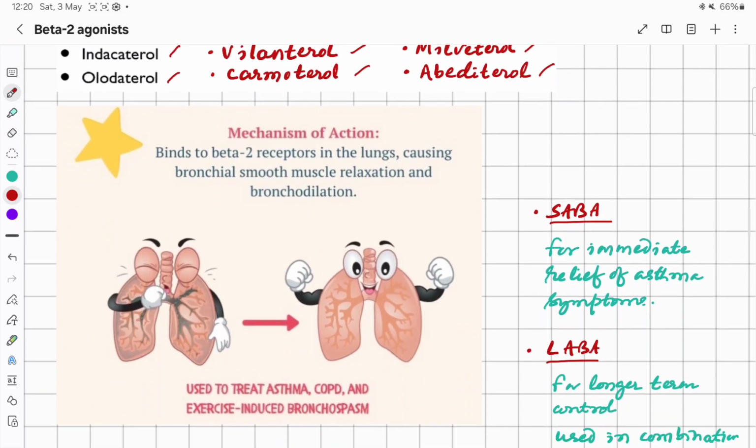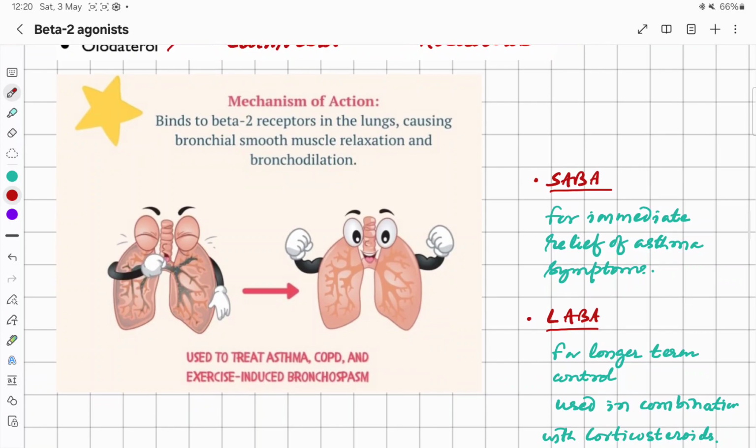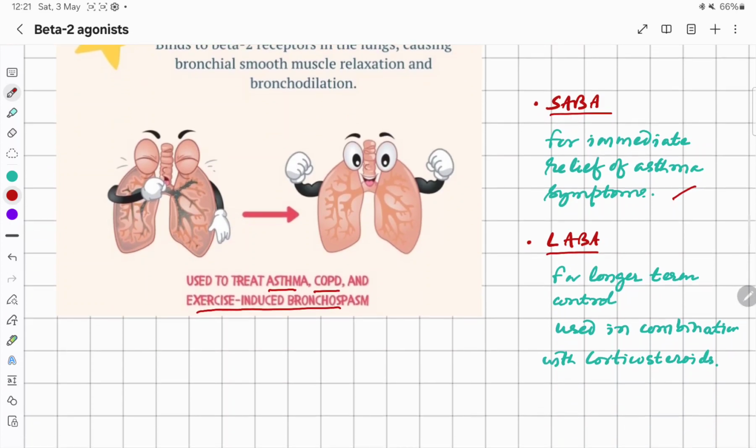They bind to the beta-2 receptor, act as agonists on it, and cause bronchial smooth muscle relaxation and bronchodilation. They can be used for the treatment of asthma and chronic obstructive pulmonary disease, and can also be used in exercise-induced bronchospasm. The short-acting beta-2 agonists are used for immediate relief of asthma symptoms, whereas the long-acting beta-2 agonists are used for long-term control and are usually used in combination with other drugs, mainly corticosteroids.